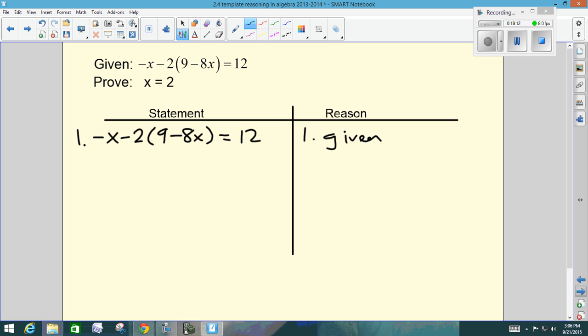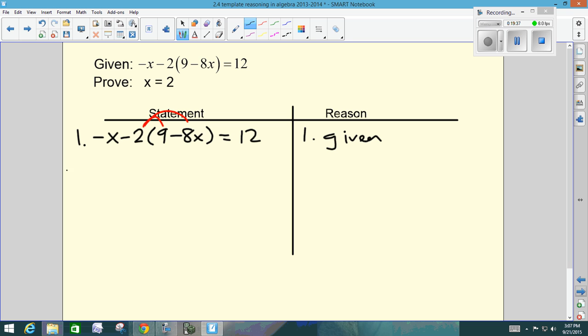We're going to work through this equation to get to what I'm trying to prove. I don't know how many steps there are going to be. Sometimes proofs are 3 steps. Sometimes they're 8 steps. It just depends on how you get there. Okay? You have to show your work and explain why. So if we're going to solve this equation, what do you guys want to do first? Distribute the negative 2 through.